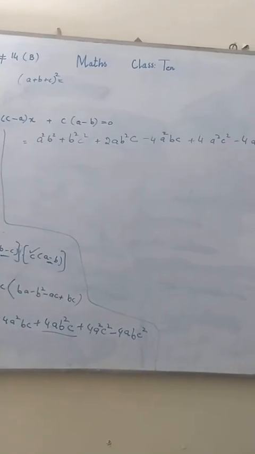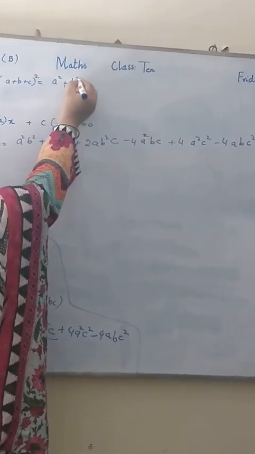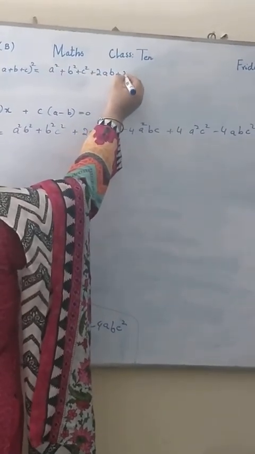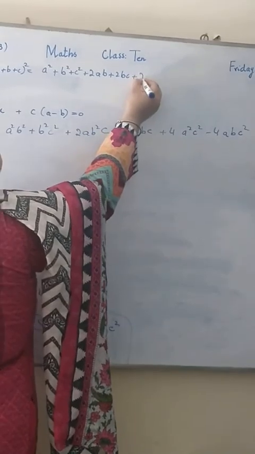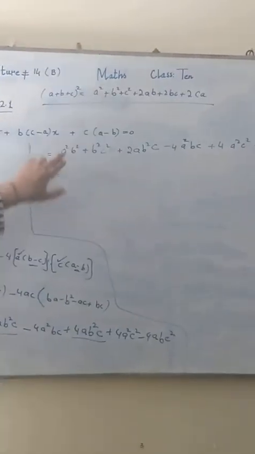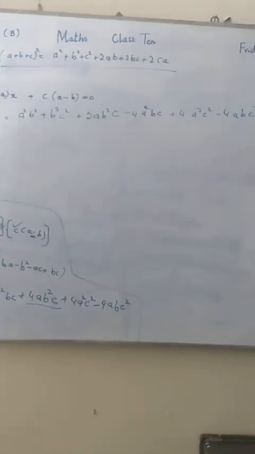A plus b plus c whole square is equal to a square plus b square plus c square plus 2ab plus 2bc plus 2ca. This is the formula. We have to apply this formula here. We have this as the right hand side of the formula, and here we have this right hand side. We have to convert it into the left hand side.